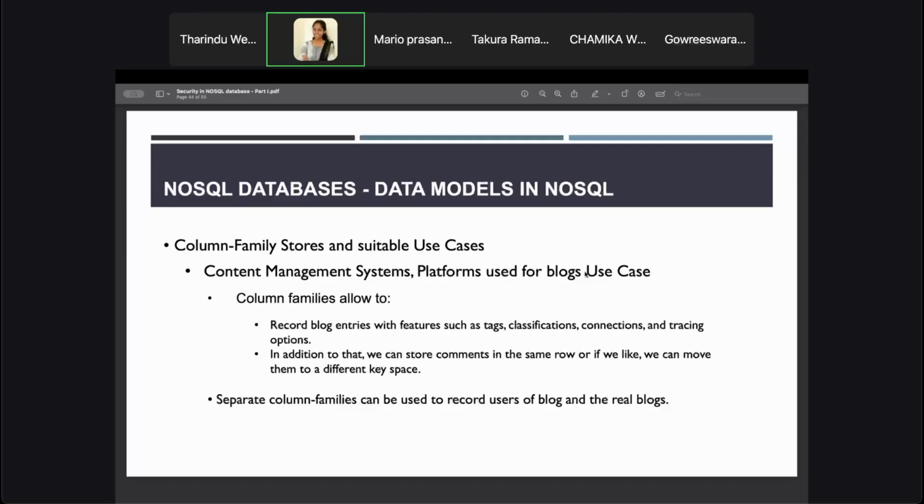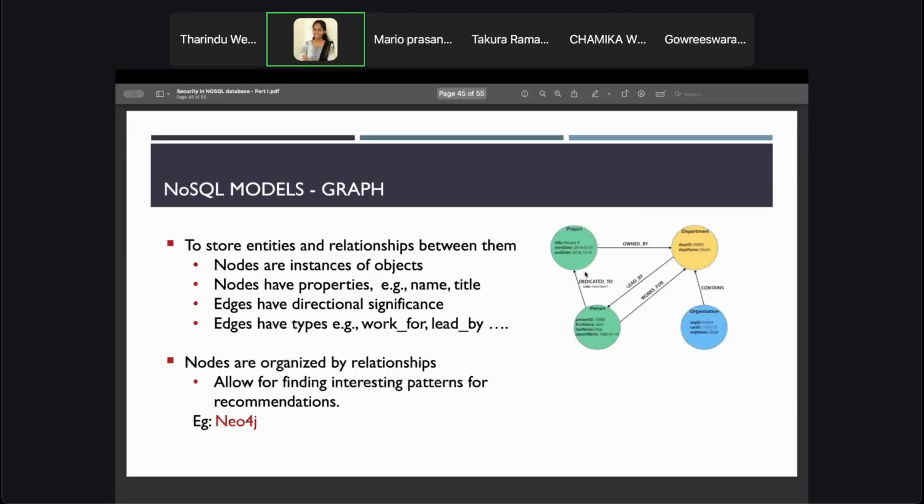For example, the tags and the blog content can be included in one particular column family store, and you can store the other blog details, the users of the blogs, or the people connections who read the blogs, in a separate column family. Likewise, you can segment them and keep them in separate spaces for easy access. That is about column family database models.